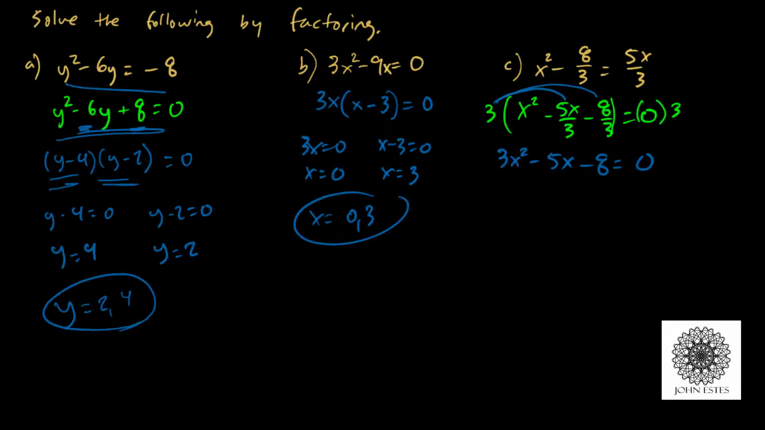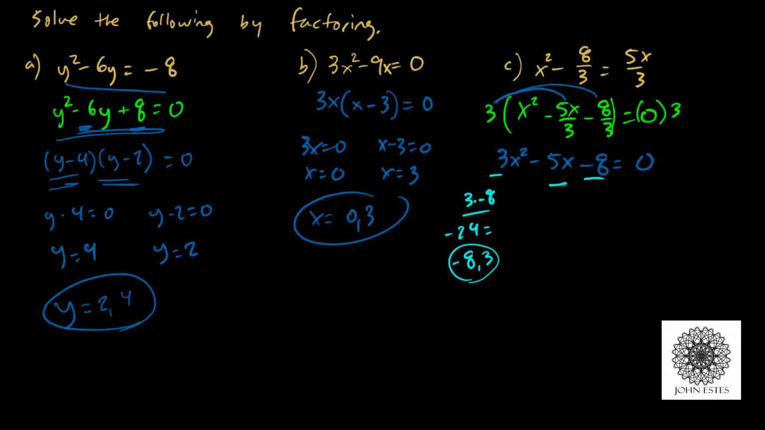Now I just need to be able to factor this, and the way I can factor this is through a method called grouping. So what I'm going to do here is take my 3 and negative 8 and multiply them together, so that becomes negative 24. Now I need to think of two things that multiply to give me negative 24 and add to give me negative 5. Okay, now this won't always work, but this happens to be negative 8 and 3, being my two numbers that I need.